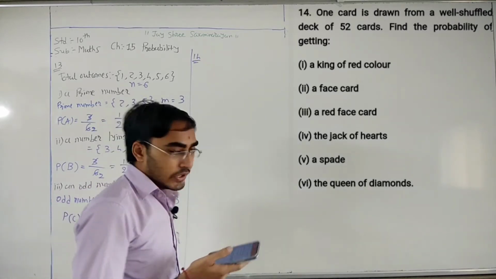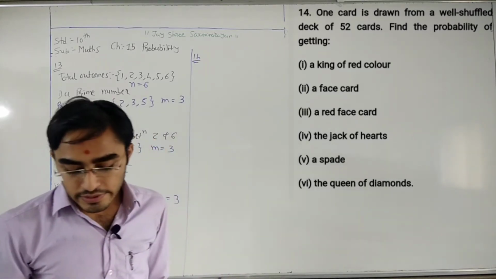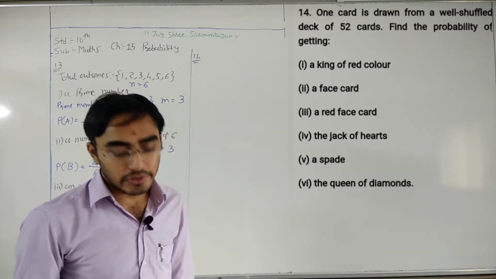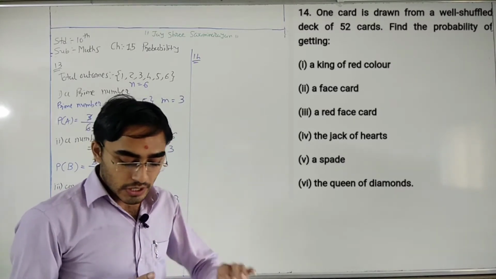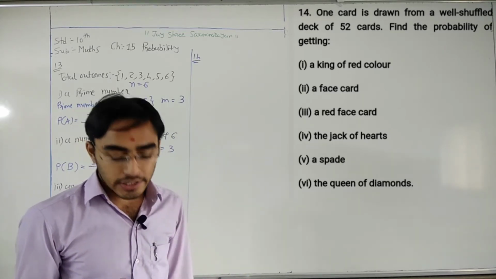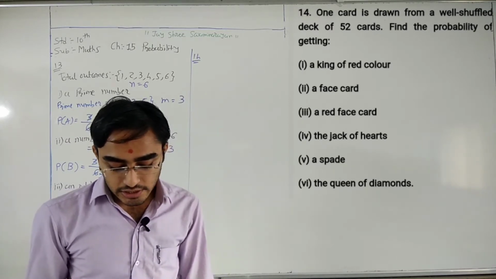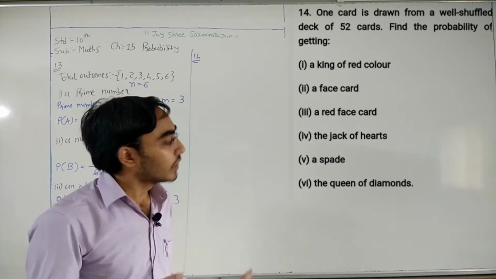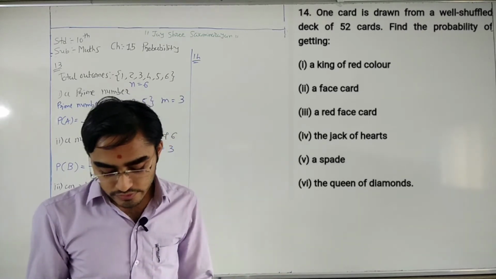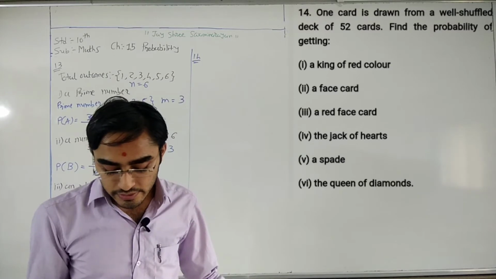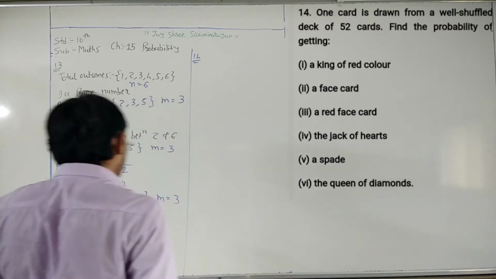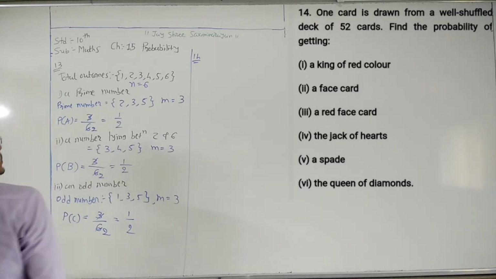Our question number 14 is, one card is drawn from a well-shuffled deck of 52 cards. Find the probability of getting, first, a king of red color, second, a face card, third, a red face card, fourth, the jack of hearts, fifth, a spade, sixth, the queen of diamonds. Okay, total 6 internal questions are there.